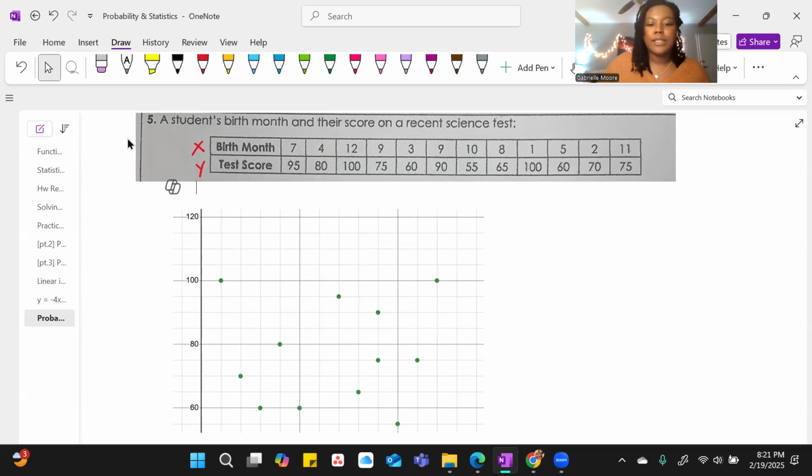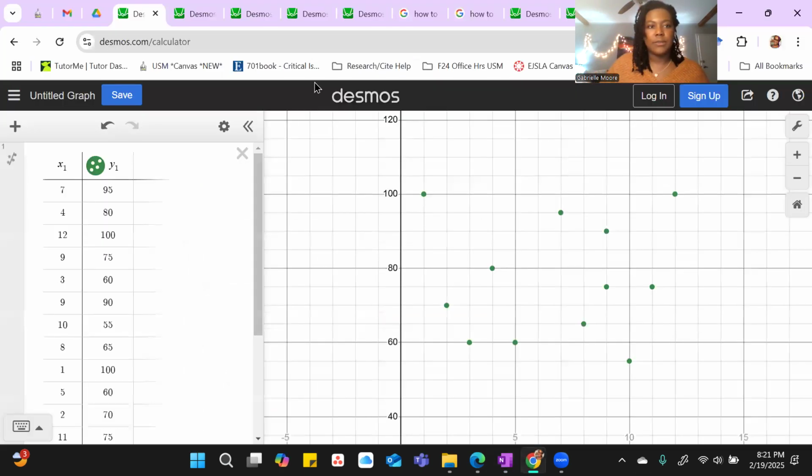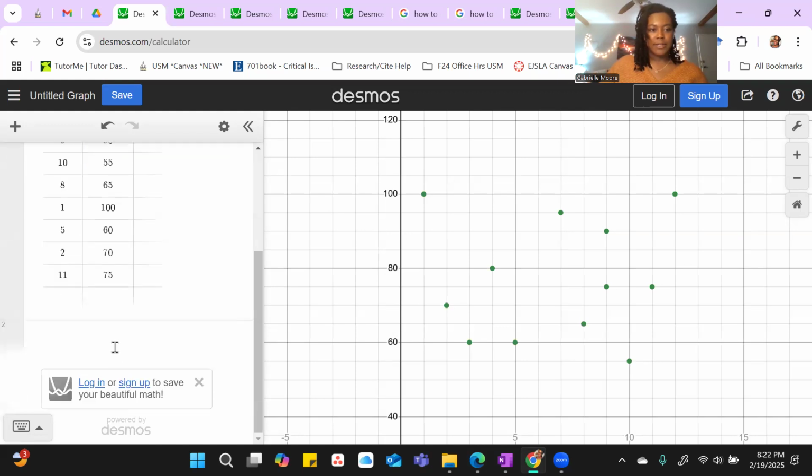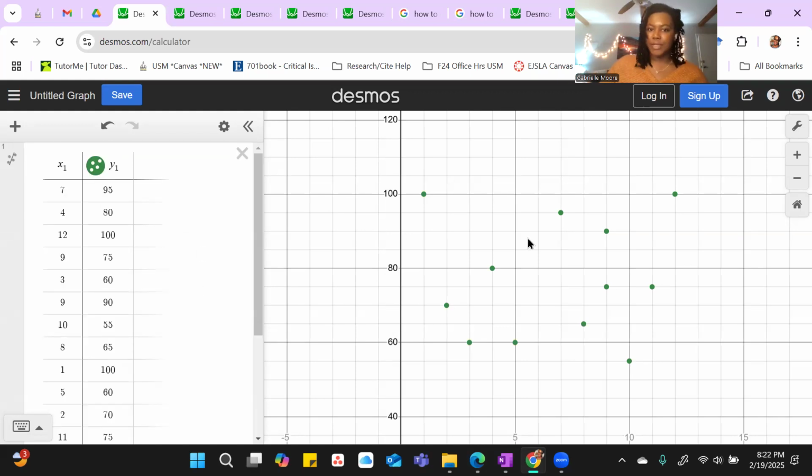So we are going to look at the correlation a little bit closer. What's really cool is obviously you have your handheld calculator, but on Desmos, you can absolutely type out the list of values too, like you would in Excel. And then you'll see it populate here on the coordinate plane. So I already went ahead and did that. There's a lot of numbers, but you see it printed out.